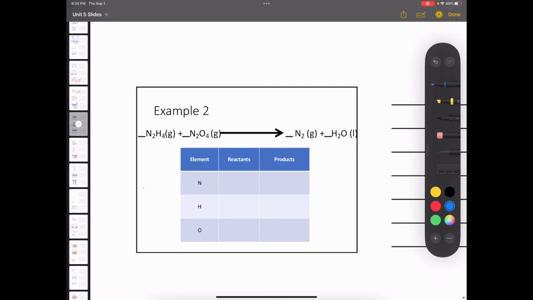Okay, so let's do the nitrogen. How many nitrogens do I have on the reactant side? I have 2 in here, and I have another 2 in here. So that makes it 4 atoms of nitrogen. Let's do the hydrogen. How many hydrogens do I have? I have 4. And I don't see any hydrogen anywhere else on the reactant side. So that makes it 4. Now let's look at the oxygen. How many oxygens do I have? I have 4 oxygens in here. I don't see oxygens anywhere else in the reactants group. So that makes it 4 of the oxygen. Okay.